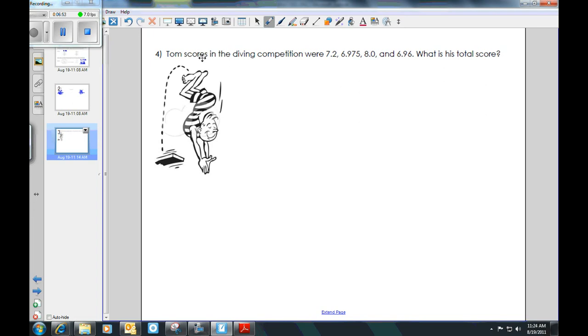So when we're looking at our word problems, we're looking for keywords. Total would be a keyword, which means to add. So we're going to be adding all these together to get his total score. So we have 1, 2, 3, 4 numbers. We're going to line up on the decimal point. 7 and 2 tenths, 6 and 975 thousandths, 8 and 0 tenths, 6 and 96 hundredths. Okay, I've got those all lined up.